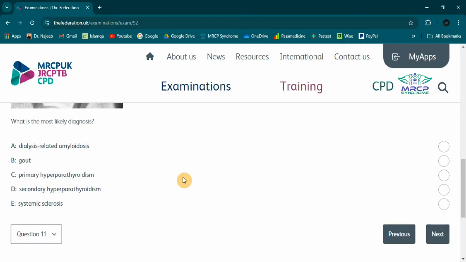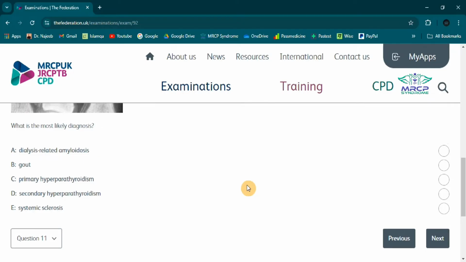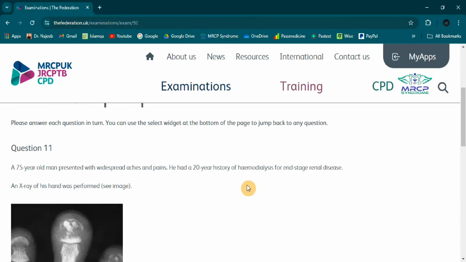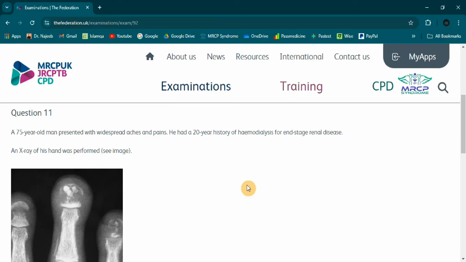What is the most likely diagnosis? Dialysis-related amyloidosis, gout, primary hyperparathyroidism, secondary hyperparathyroidism, systemic sclerosis. A 75-year-old man presented with widespread aches and pains. He had a 20-year history of hemodialysis for end-stage renal disease. X-ray of his hands was performed.